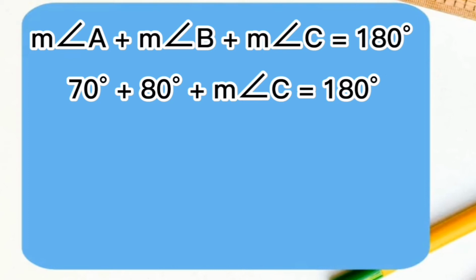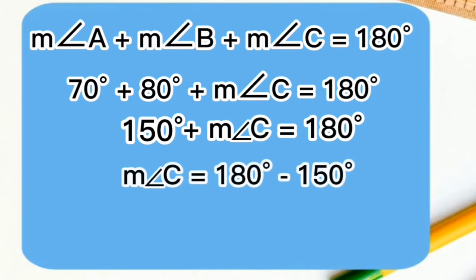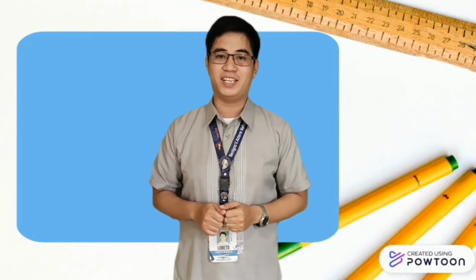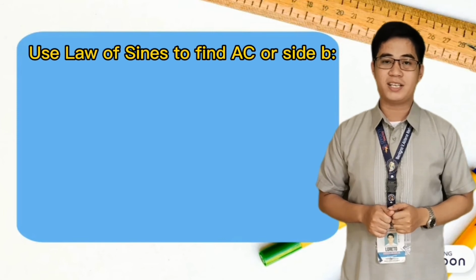70 degrees plus 80 degrees is equal to 150 degrees, plus the measure of angle C is equal to 180 degrees. We use transposition, so we have the measure of angle C is equal to 180 degrees minus 150 degrees. Therefore, the measure of angle C is 30 degrees. Now, let us solve the other two sides using the law of sines. Let's solve for the length of the segment AC or the side b.